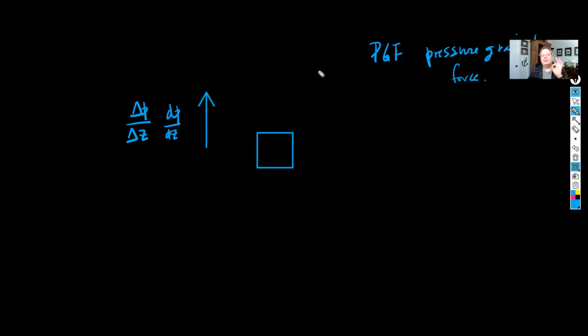Air wants to travel from higher pressure to lower pressure. So that means air naturally wants to go up. That's what the pressure gradient force is trying to do. It's to push it upward. But there is also a force acting to pull things down. And I think that's pretty obvious. That downward force is gravity. So gravity acts downward.